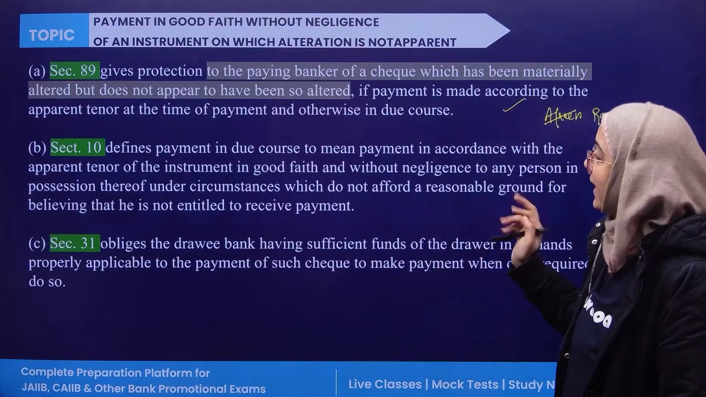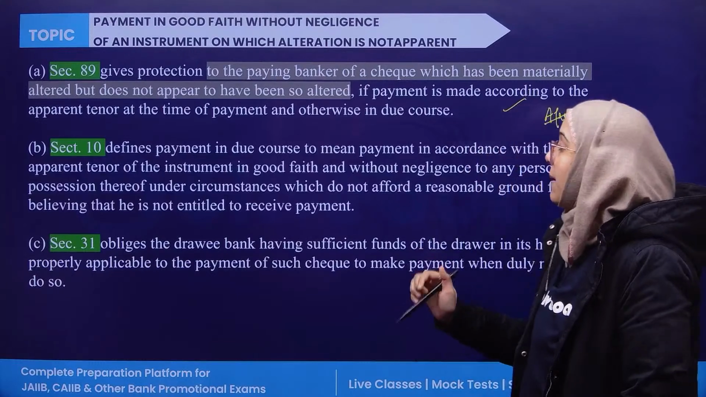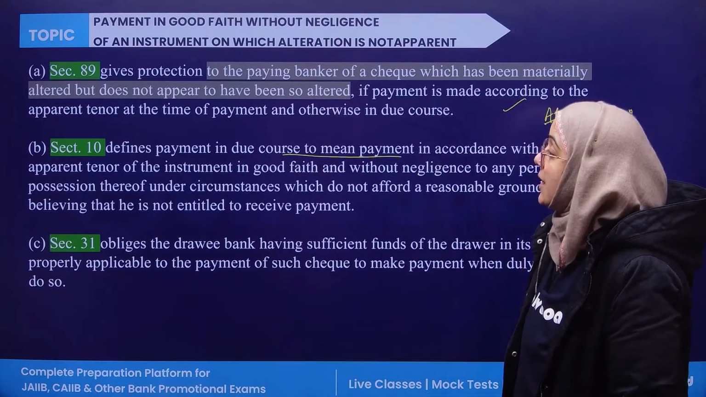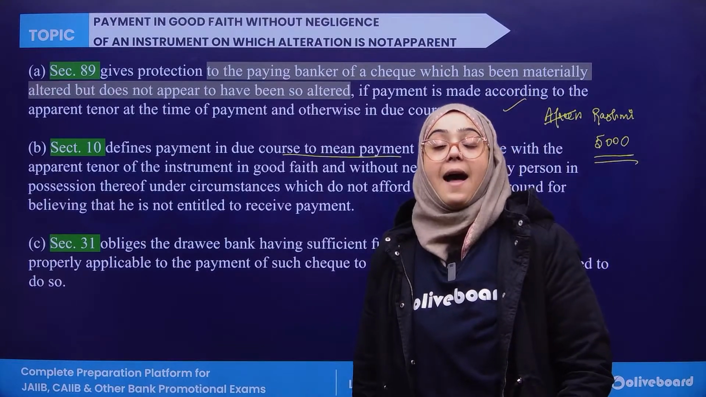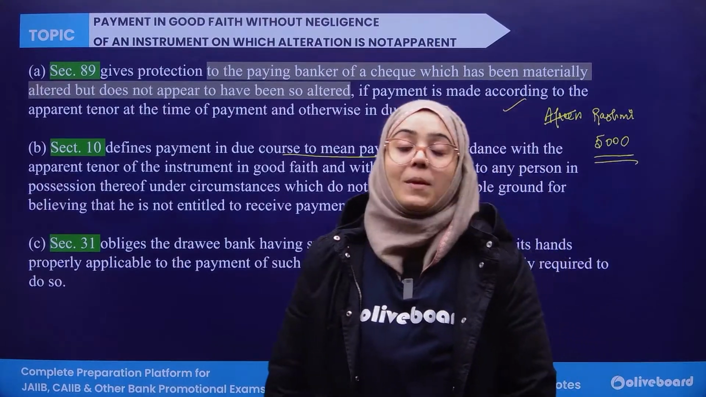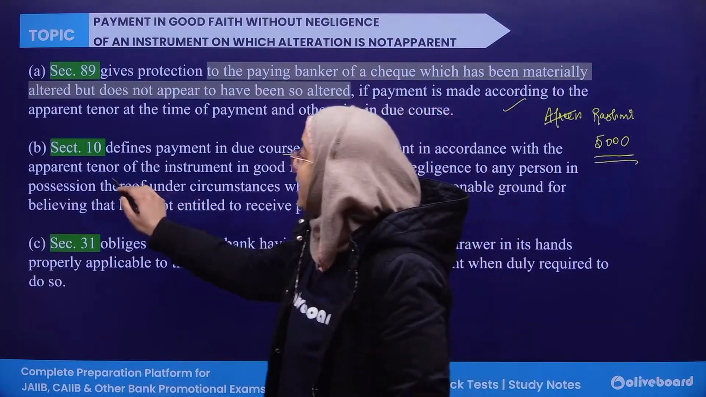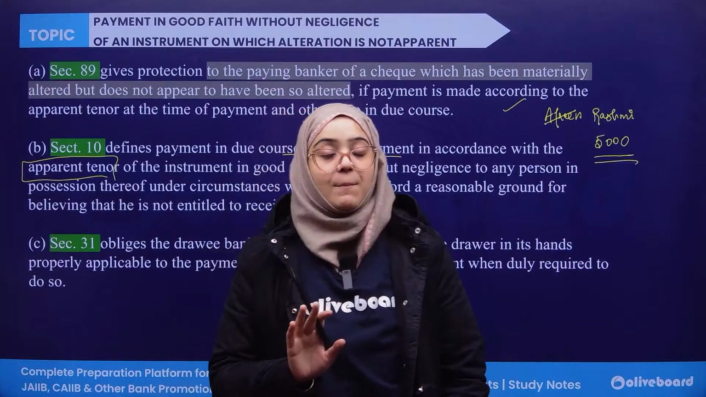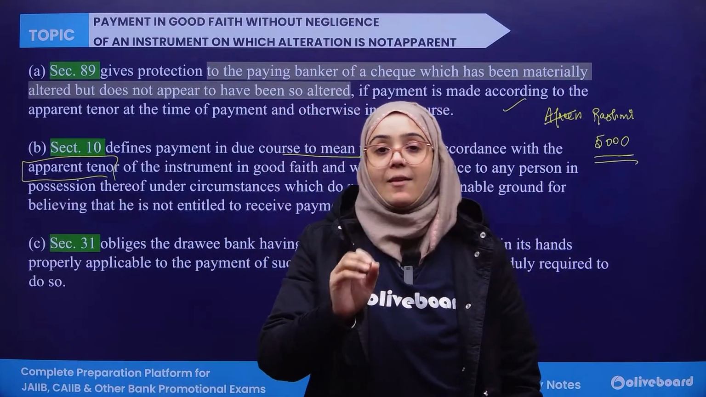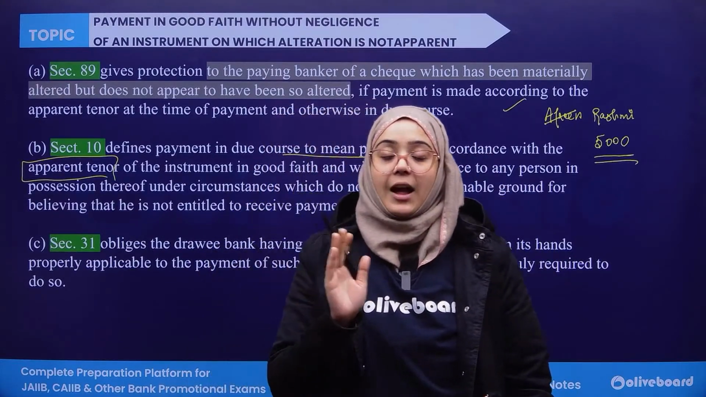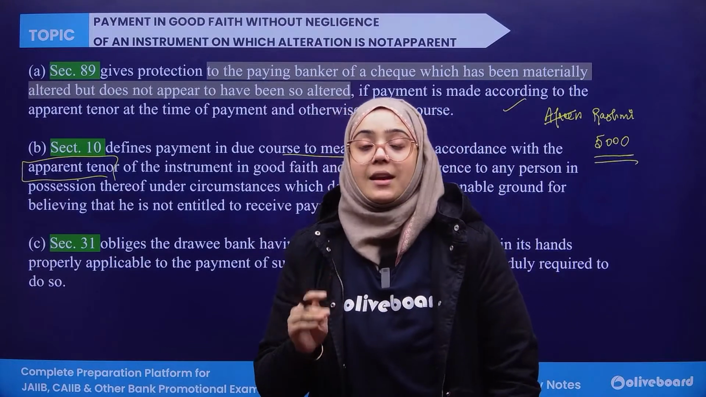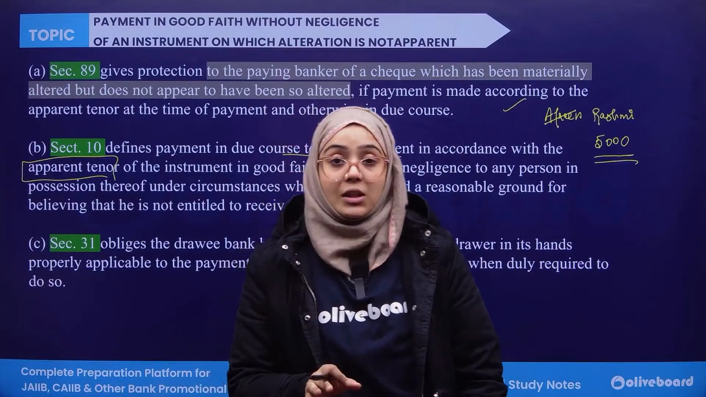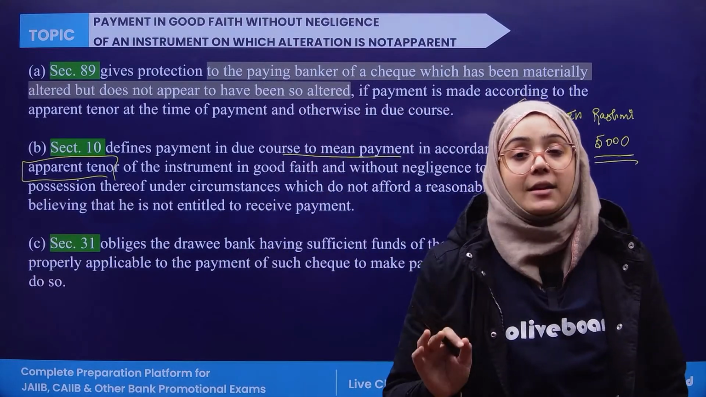Clear? Second, Section 10 defines payment in due course. Now, what is payment in due course? It means that as a banker, you have to make payment of a check with the apparent tenor. Apparent tenor means you don't have to use your own brain in making payment of the check. You just do whatever is written in that check, whether it is an account payee check or not, whether it is crossed or not, whatever amount is mentioned, to whom it is payable, everything. You have to make payment with the apparent tenor.